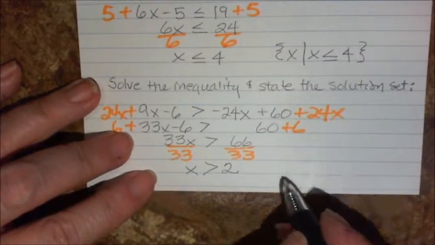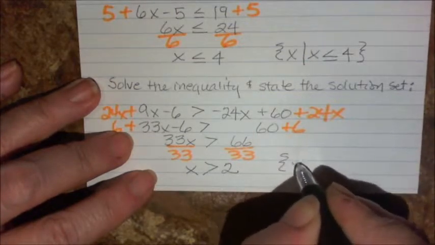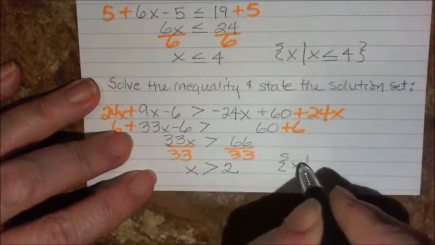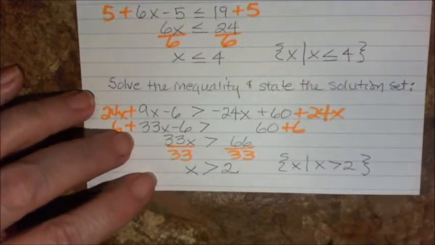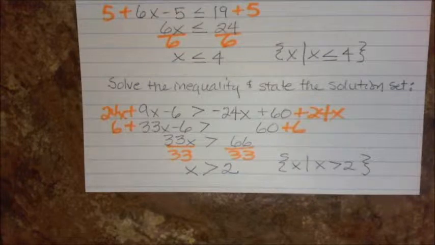And remember, set builder notation for this would just say the set of all x such that, repeat your inequality, x is greater than 2, and close the set. That's what it looks like.